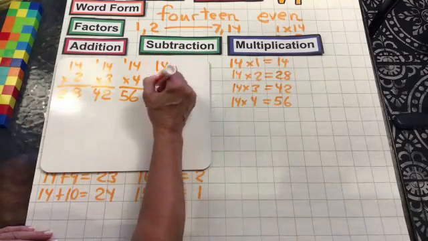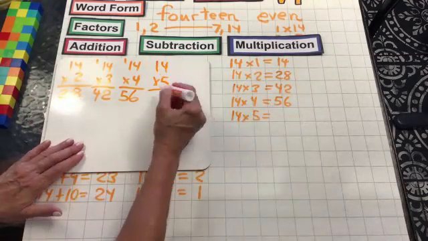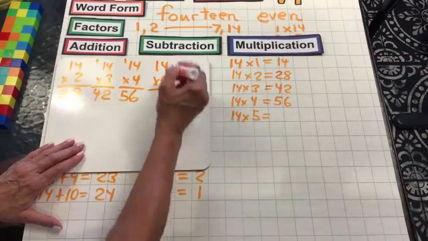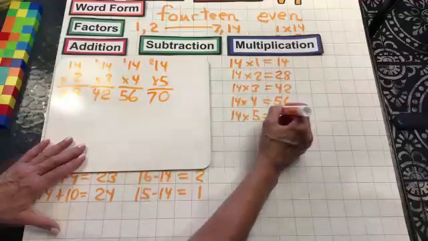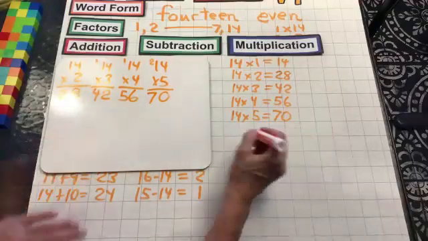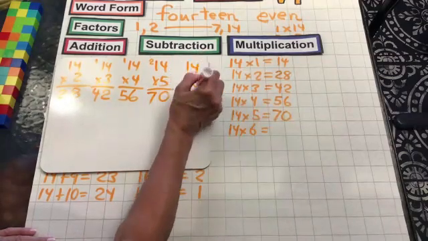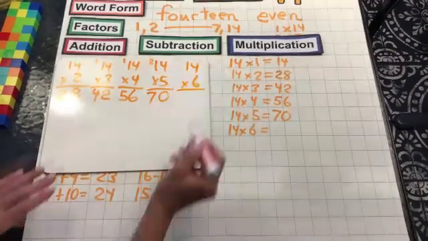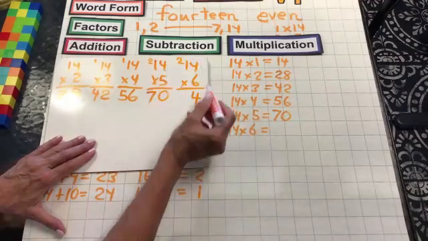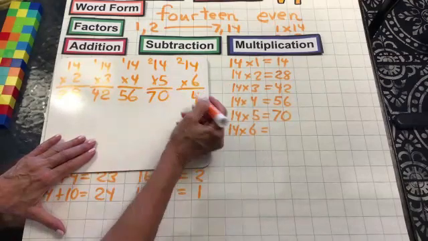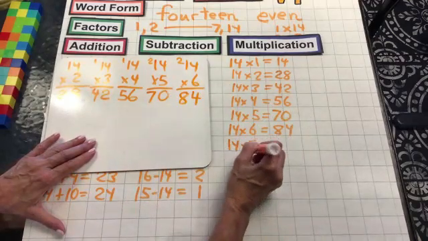14 times 5. 5 times 4 is 20. Drop the 0, carry the 2. 5 times 1 is 5 plus 2 is 7. So we have 70. 5 14s is 70. Let's do 6 14s. 6 times 4 is 24. Drop the 4, carry the 2. 6 times 1 is 6, plus 2 is 8. 84. 14 times 7.